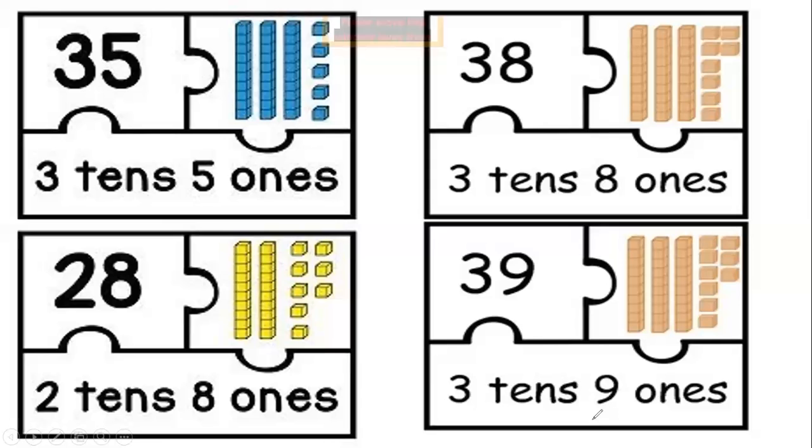Now 2 tens. So 2 groups of 10. We have here yellow color 2 groups of 10. That is 2 tens and 8 ones. So 8 groups of ones.